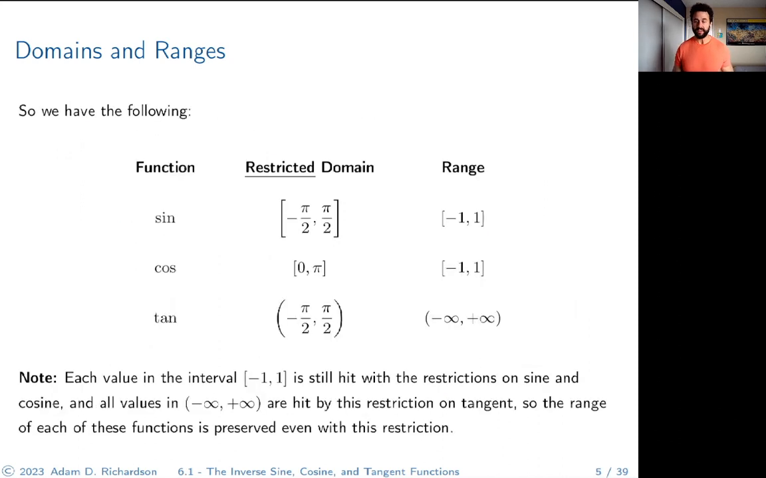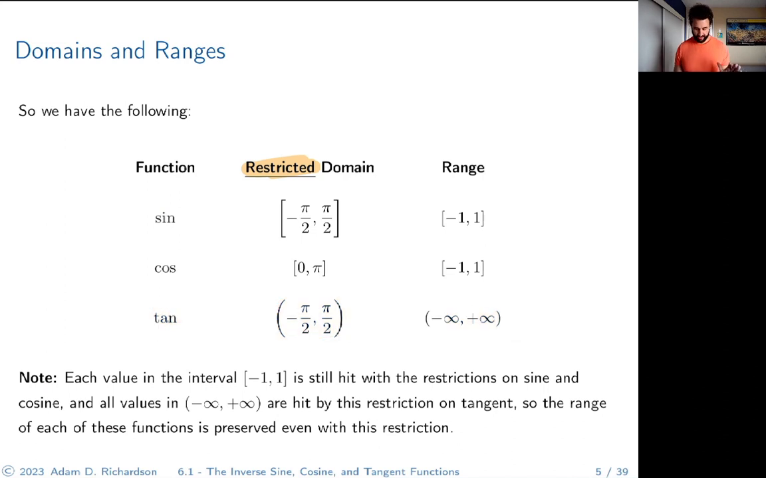So more specifically, we have this. Here's the sine function, and its restricted domain is negative pi over 2 to pi over 2, and its range is still negative 1 to 1. And then cosine, we have 0 to pi, negative 1 to 1. And then for tangent, we have negative pi over 2 to pi over 2 exclusive, and then the range is negative infinity to infinity.